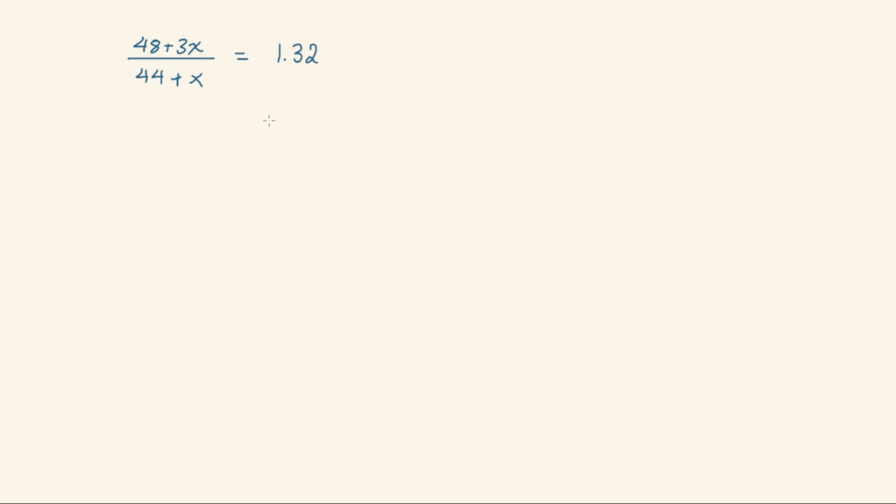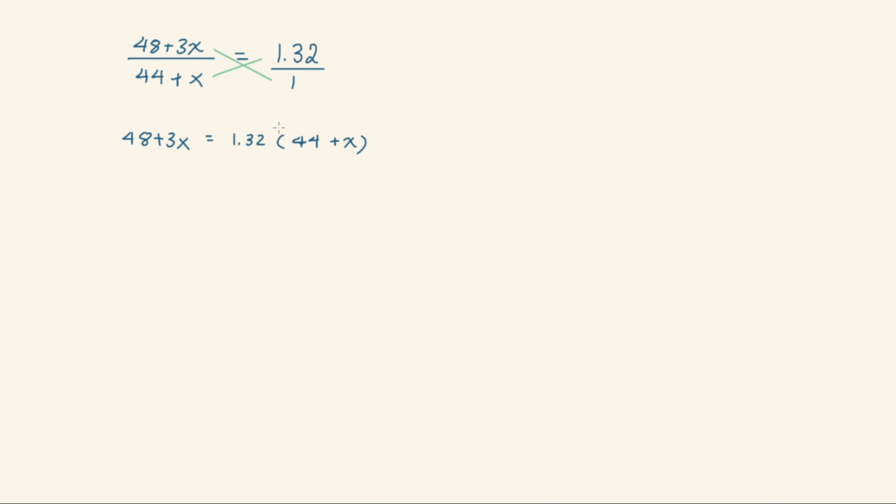Okay, so let's find out what these x's are. What is x? To do that, we can do something like this. 1.32 is the same thing as 1.32 over 1. Here in this case, we can do a little bit of cross multiplication if that's something you like to do. So let's multiply this and this. On the left-hand side here, 48 plus 3x times 1 is just going to be 48 plus 3x, right? On the right-hand side here, you're going to have 1.32 times 44 plus x, right?